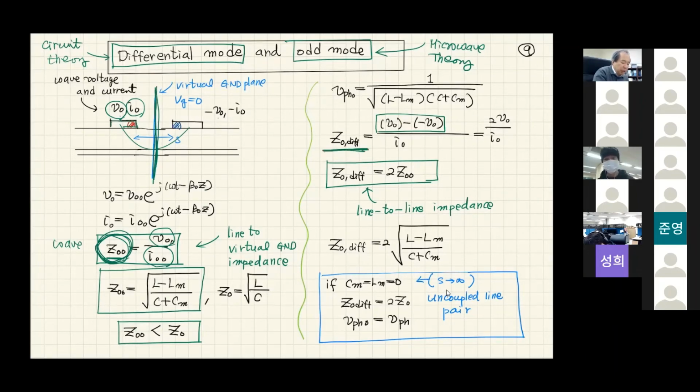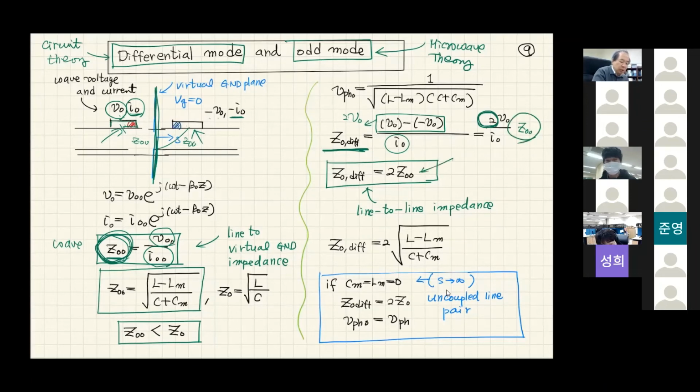But in the differential mode case, it is a line to line impedance. Actually, there is one odd mode impedance here and another odd mode impedance here. It is a series connection if we are considering line to line. That's why we have twice. If we define the voltage from line to line, it is twice the odd mode voltage, and image current is induced at the adjacent metal, so the current is the same. That's why it becomes twice the odd mode impedance.